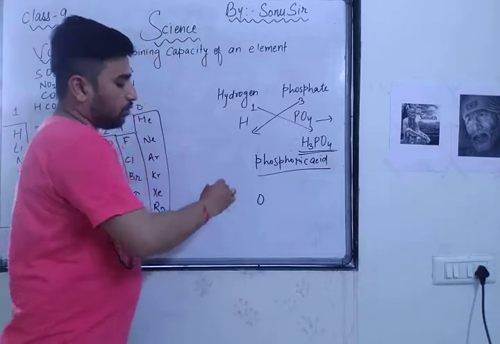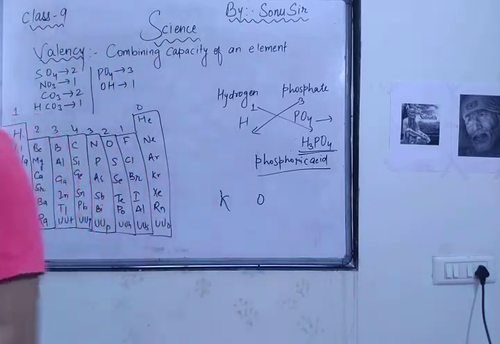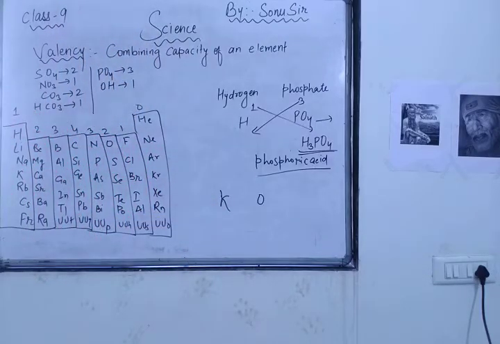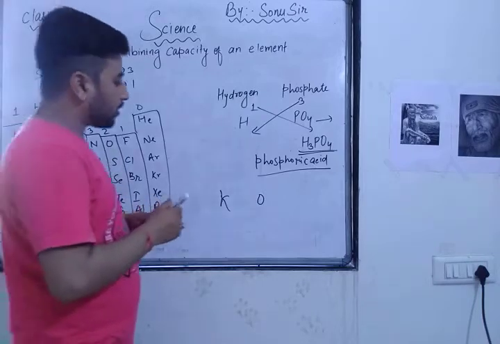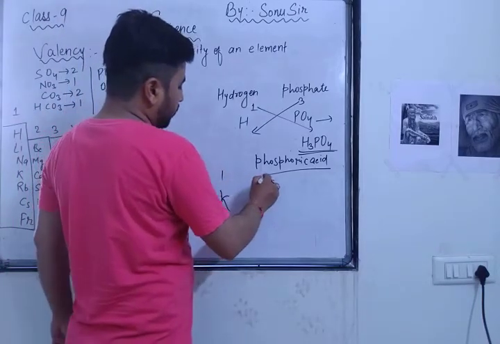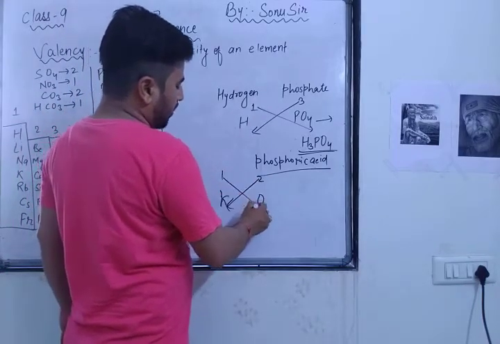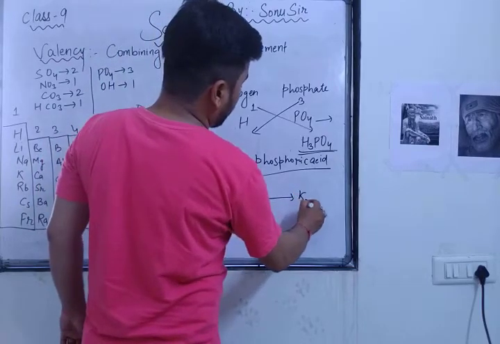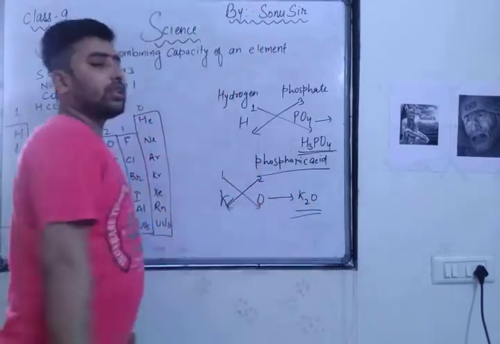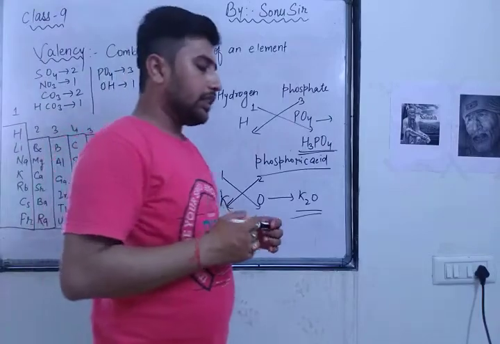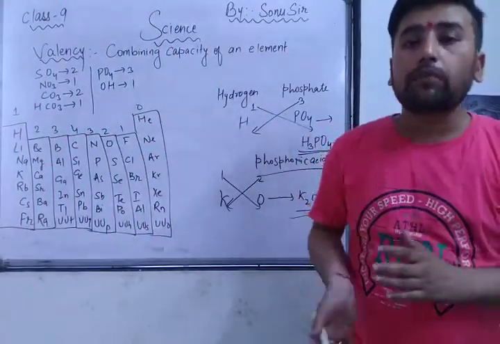Now I am giving you elements like potassium and oxygen. You have to tell me the valency of potassium and the valency of oxygen. The valency of potassium is 1 and the valency of oxygen is 2. So what will be the compound? K2O. And what will be the name of this compound? Potassium oxide. You must know the name of the compound.